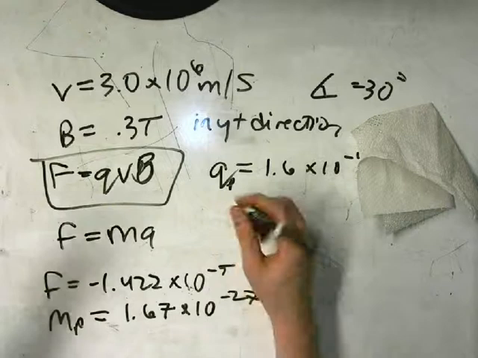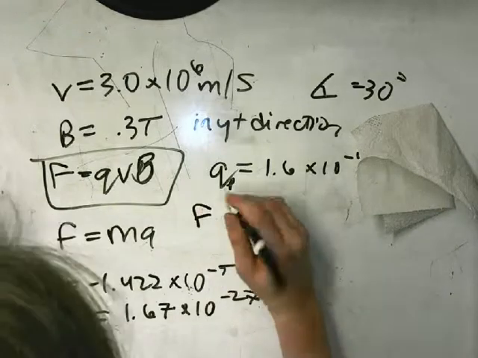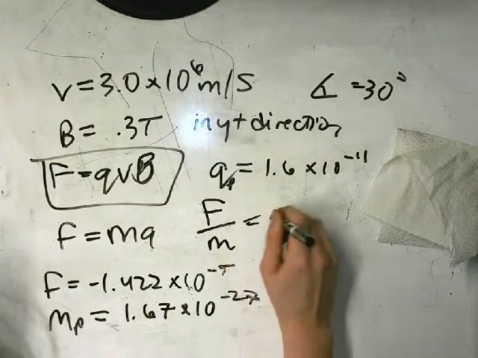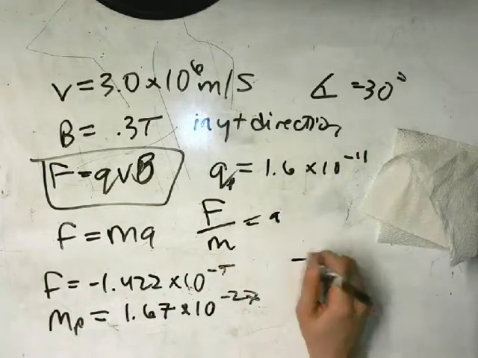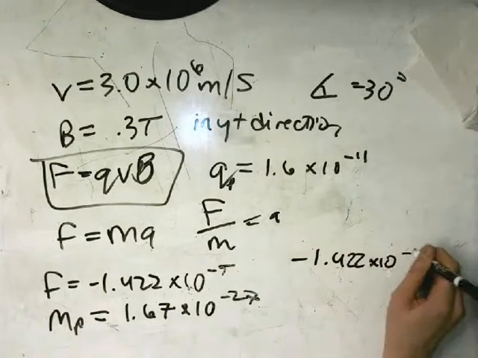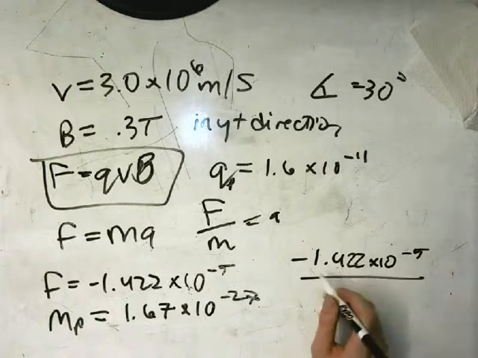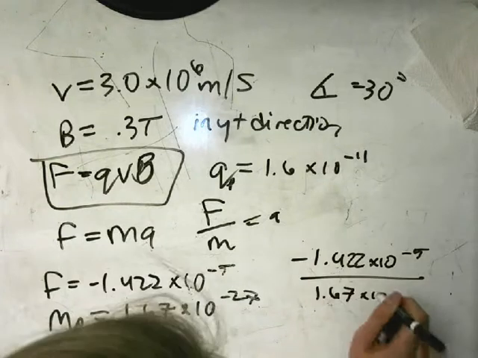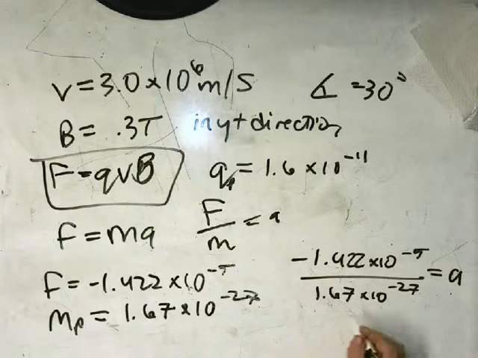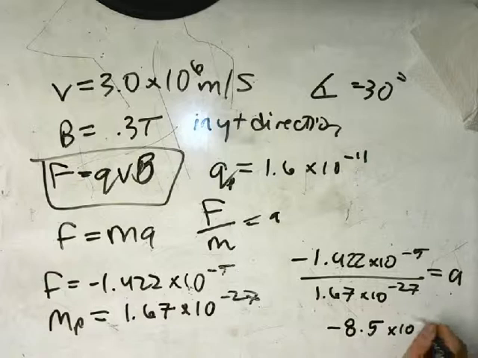We're solving for the acceleration, so we have force over mass is equal to the acceleration. So we have negative 1.422 times 10 to the negative 5th over 1.67 times 10 to the negative 27th is equal to acceleration. And that ends up being negative 8.5 times 10 to the 21st as the acceleration.